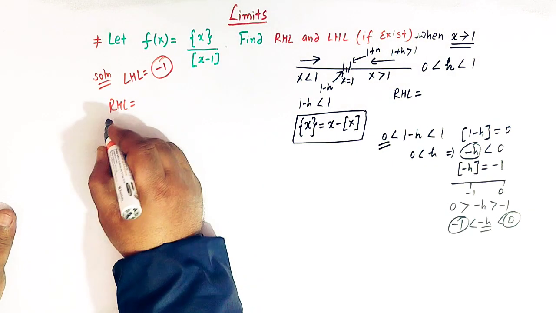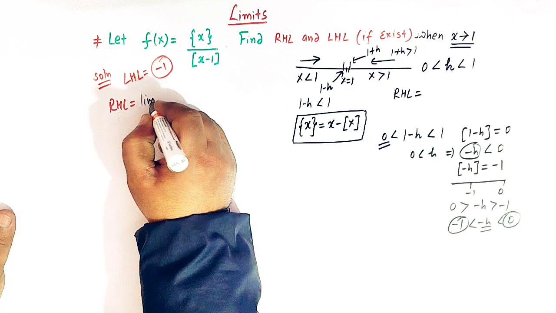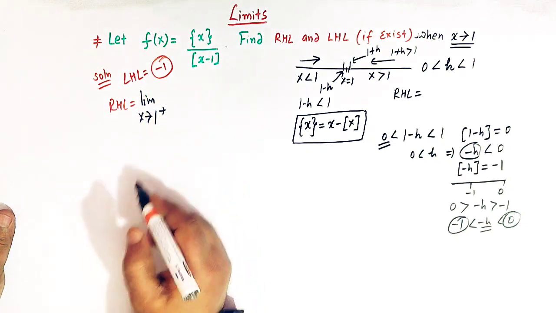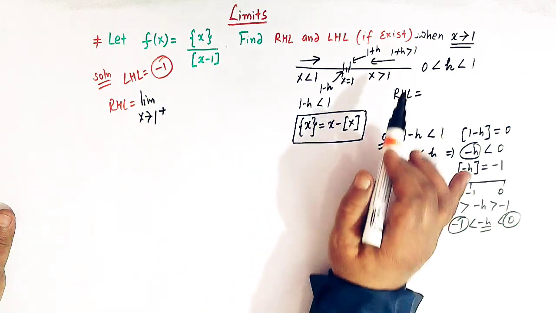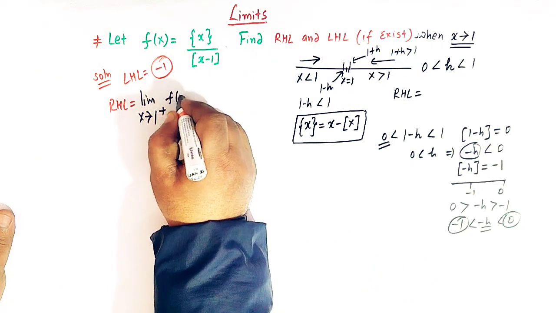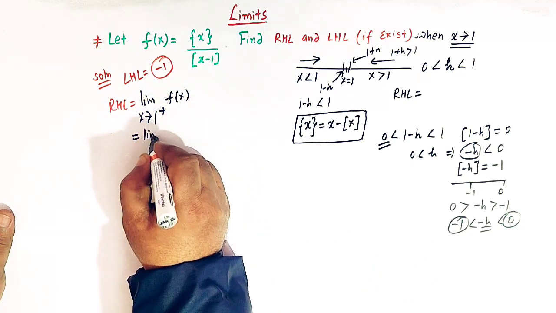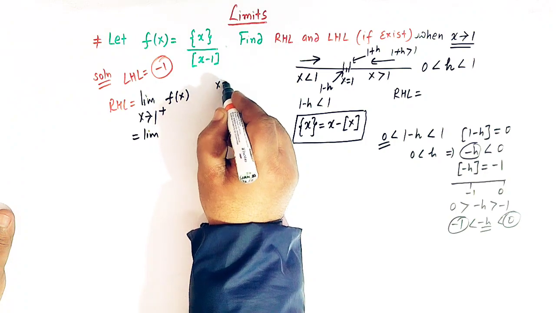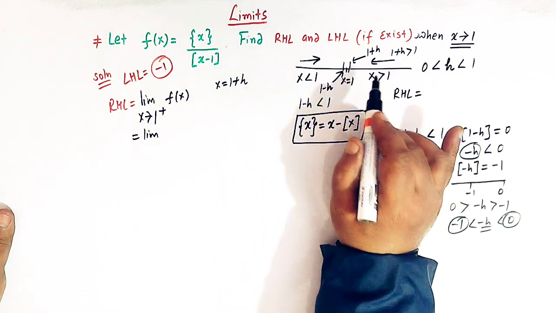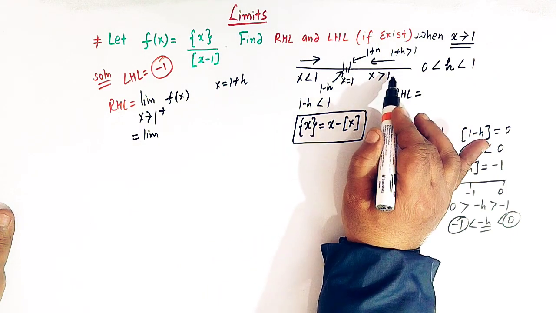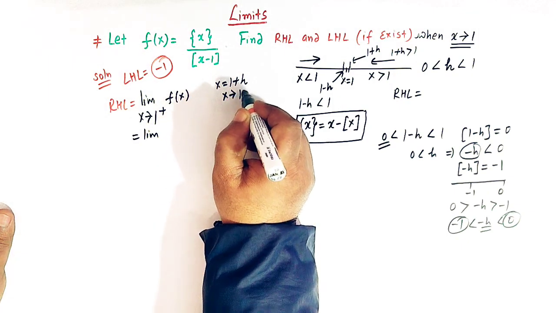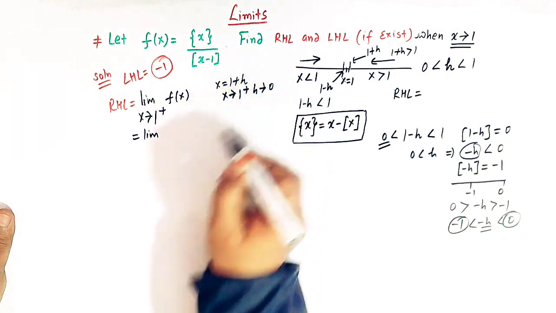Now let us find out the right hand limit. So the notation is limit x tends to 1 positive of f of x. Here we are taking the positive sign because 1 plus h is greater than 1. Now we can take x is equal to 1 plus h when we find the right hand limit, right? Because all the values of x are greater than 1. So when x tends to 1, then obviously h tends to 0.